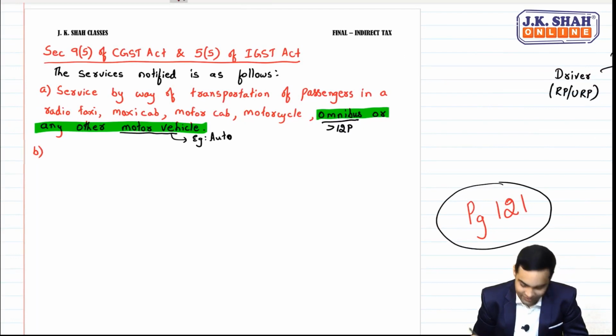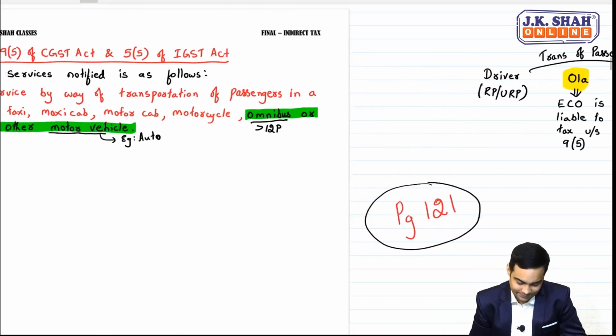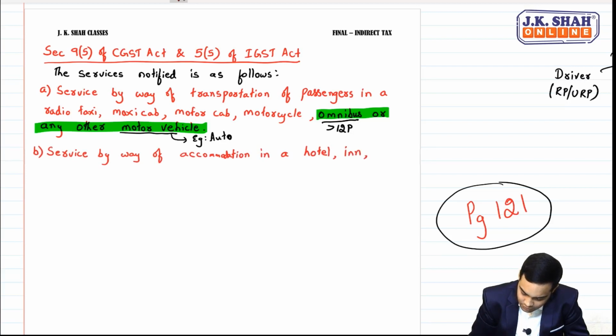B, you'll write with me. That diagram is not required, but still I'll show you this at the end once I complete two more things. B, service by way of accommodation in a hotel, comma, inn, comma, guest house, etc.